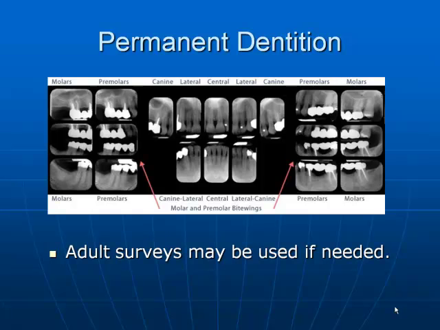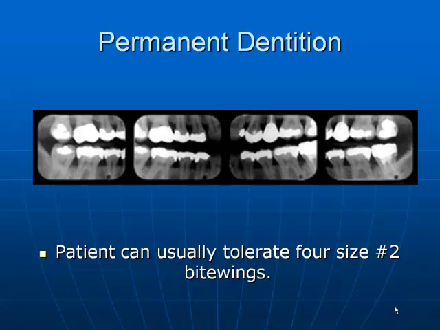In the permanent dentition, adult surveys may be used if needed. The full mouth survey is recommended for the adolescent, and it is the same that is required for the adult patient. Usually it consists of 14 PAs and 4 bite wing radiographs. Between 12 to 14 years, a patient can usually tolerate 4 size number 2 bite wings.